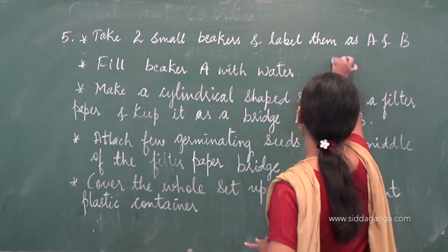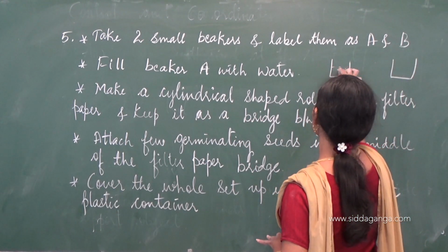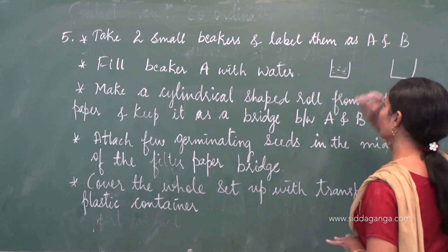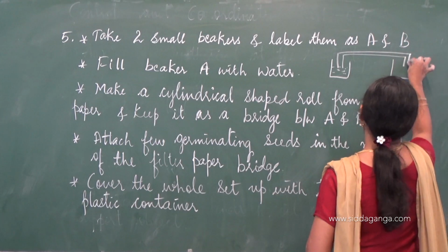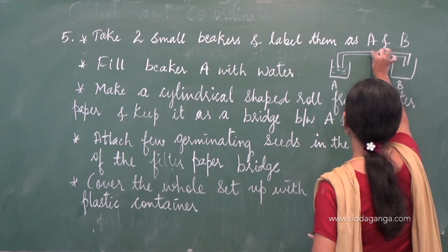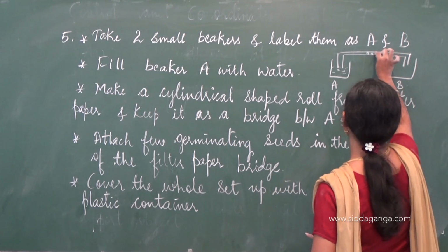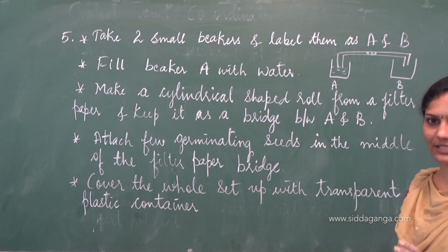There are two beakers, A and B. This is A and this is B. Beaker A is filled with water. Now what we are going to do is place a filter paper bridge between them. This is A and this is B. And in the center, in the middle, what we have placed is germinating seeds. Exactly in the middle of the filter paper, we have placed germinating seeds. Is this clear to you?